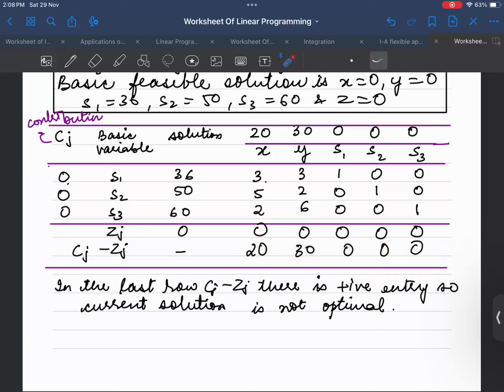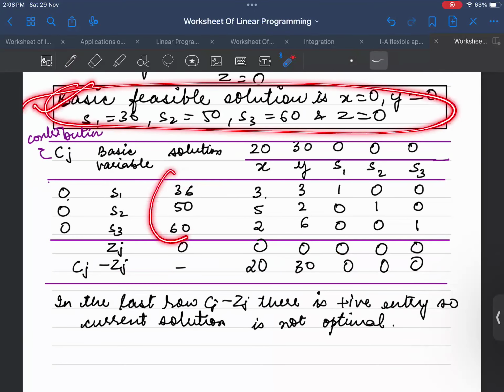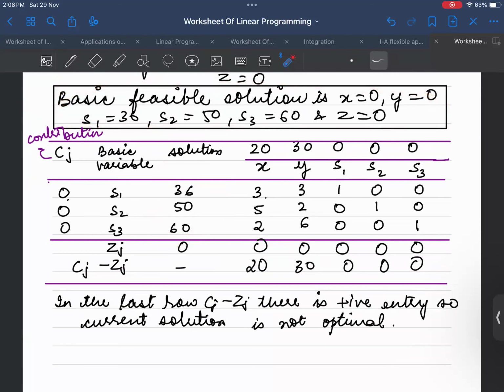If a positive entry is there in the last row of Cj minus Zj, it means the current solution, our current solution was this, the basic solution, is not optimal. Yes, it's a basic feasible solution, but not the optimal solution. Why? Because still positive. If we enter y in place of any of them, or we place x in place of any of them, they will be contributing 30 and 20 respectively.